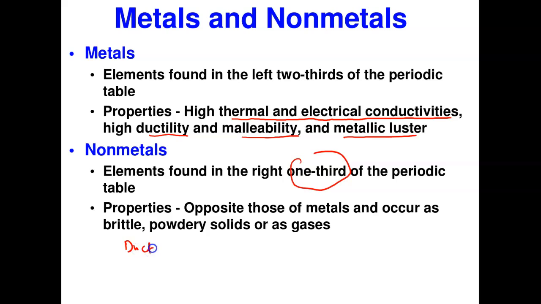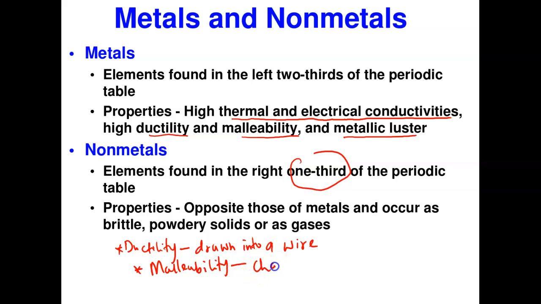Ductility simply means it can be drawn into a wire. Ductility means can be drawn into wire. Again, malleability means when you beat it up, it can change shape. You can check those out with a dictionary. It changes shape when beaten, so it doesn't break.